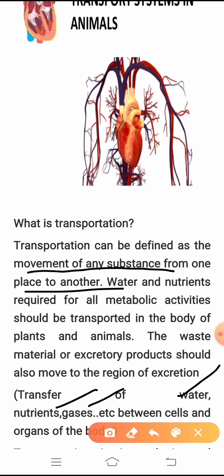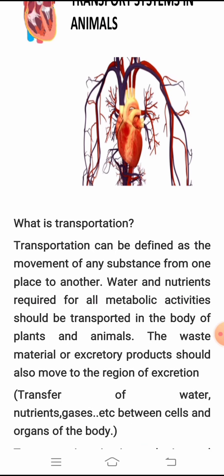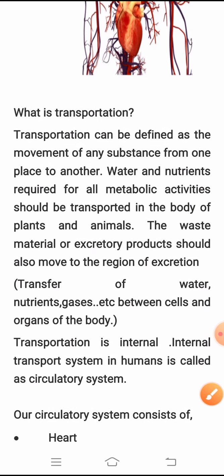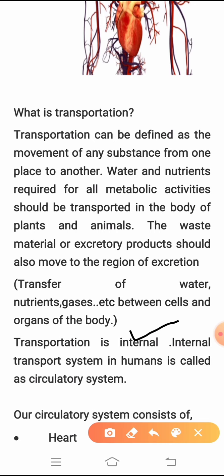This transportation happens in every organism. This movement of substances takes place in every organism, as this transportation is taking place internally. What is meant by internal? Internal means which is taking place inside the body. Hence it is called the circulatory system. I mean, the internal transport system in humans is called the circulatory system.